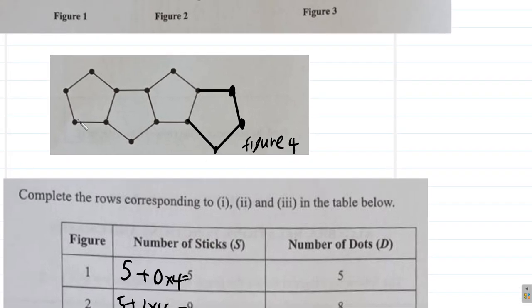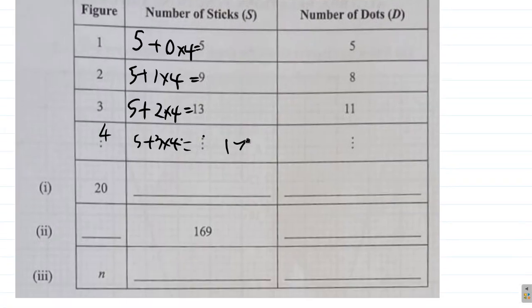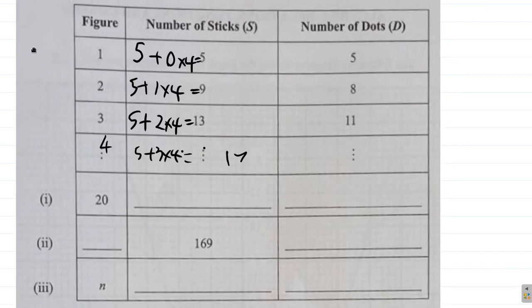Let's count them. 1, 2, 3, 4, 5, 6, 7, 8, 9, 10, 11, 12, 13, 14, 15, 16, 17. It works. You have 17 sticks. So now, based on what happened here, for figure 20, you expect to have 20 plus, the question is what by 4? It's going to be something times 4. But what will it be times 4?